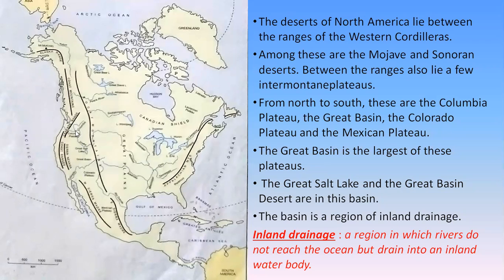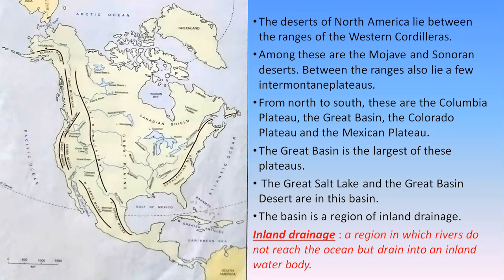Great Basin, Colorado Basin. Between the Rocky Mountains and the Sierra Nevada and the Cascade Range, you will find the Columbian Plateau over here, then the Colorado Plateau over here, the Great Basin over here. Then the Mexican Plateau over here between the Sierra Madre and the Sierra Nevada. So in this way, there are many plateaus placed in between the mountain ranges, so they are called intermountain plateaus.